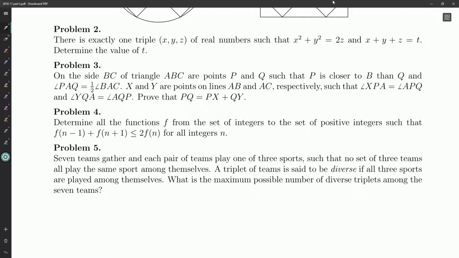Root Beer here with question number 4 on our 2010-2011 Alberta contest, part 2 of the contest specifically. Okay, so like our last 3 questions, this one's going to be written.